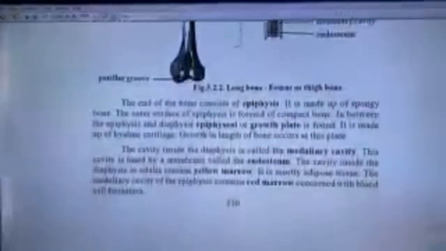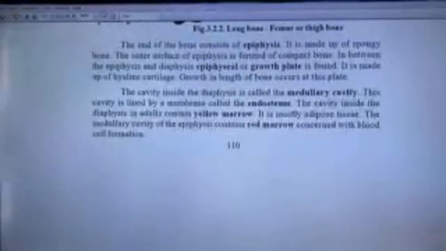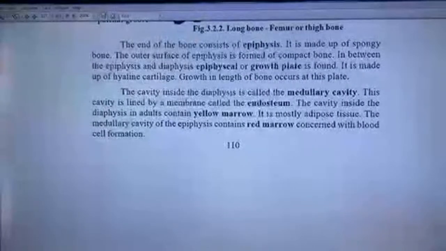The end of the bone consists of the epiphysis. It is made of spongy bone. The outer surface of the epiphysis is formed of compact bone, and between the epiphysis and diaphysis, the epiphyseal or growth plate is found. It is made up of hyaline cartilage. Growth in length of bone occurs at this plate.